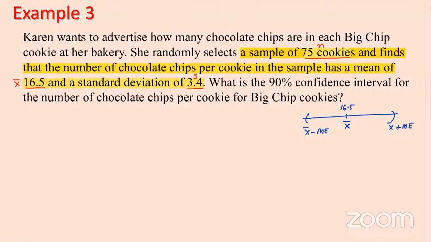But what we know here is the sample standard deviation instead of the population standard deviation. So the distribution must be the t distribution, right? In this case, if we want to find the margin of error, we can write this here. Margin of error is equal to t critical multiplied by s over square root of n.